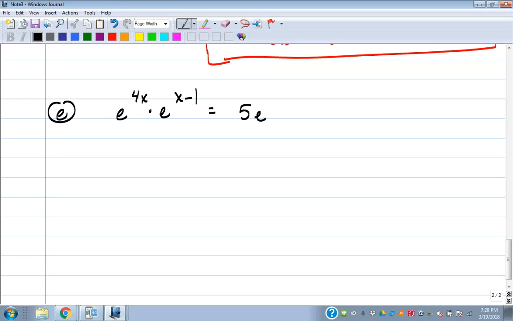Okay. Now, this is one of those where we want to do some exponent rules first because you've got two pieces that have the same base on the same side. What's the rule for those exponents when you multiply things with the same base? What do you do with the exponents? You add: 4x plus x plus 1. That would be e to the x plus 4x would be 5x minus 1.